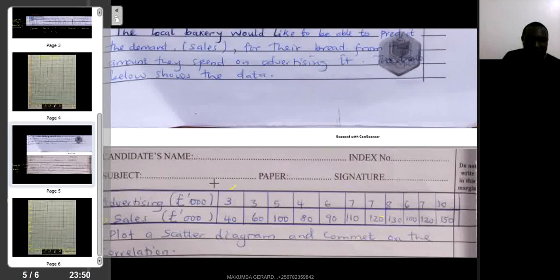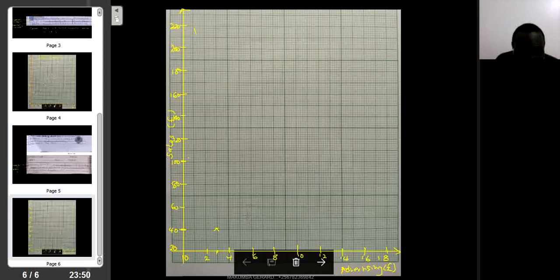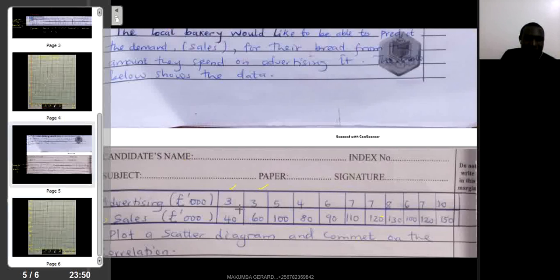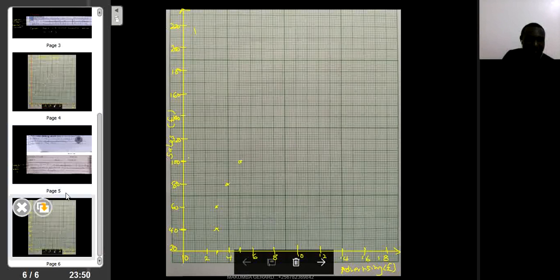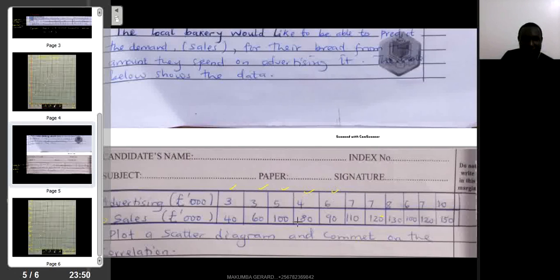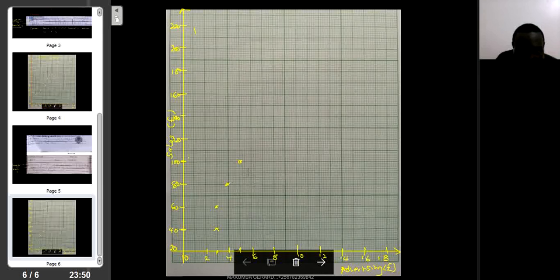We go to the next point, 3 and 60. 3 and 60 is just there. You can see. The next one is 5 and 100. Then the next one is 6 and 90. Then 7 is in the middle here. Along this, we need to locate where 110 is. Now 110 is there, because this is 100, this is 120, so it lies in the middle. The next one is here, and 130 is up here. Yeah, this is 8 and 130.